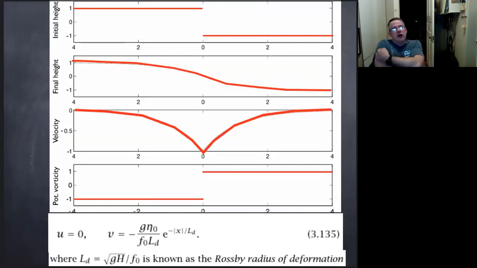So when we have initial anomalies, they will develop partly into waves and partly into geostrophic flows. That's a process called geostrophic adjustment. And it has intimately to do with this parameter called the Rossby radius of deformation.